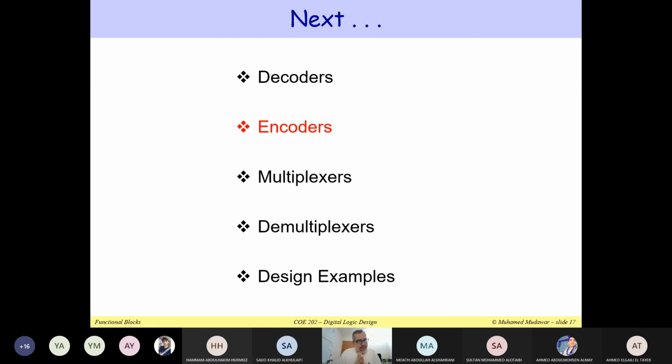So that's it for today. Inshallah, in my next lecture, I will talk about encoders. I will talk about multiplexers and demultiplexers. I'm going to show you some design examples. So this might take more than one lecture.